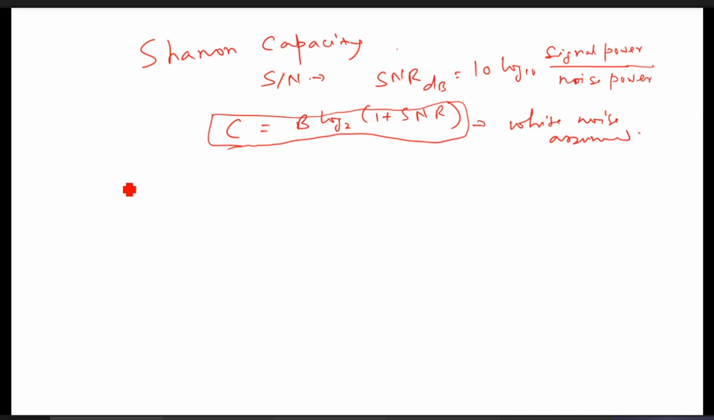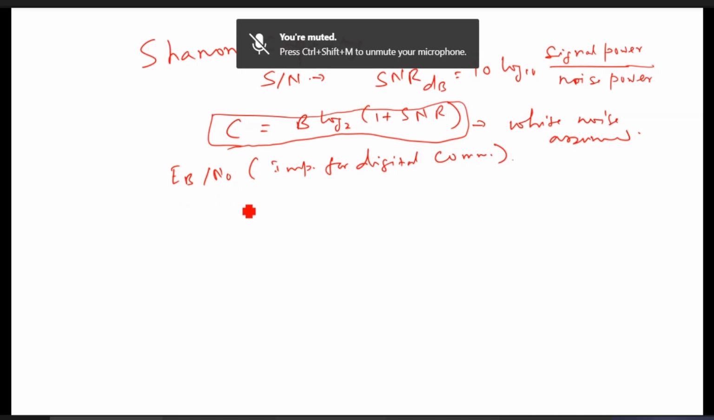Well, in this connection, one more term is important concerning the performance of data communications, that is like SNR: Eb by N0. Eb by N0 is also one of the most important terms, particularly for digital communication systems. Eb by N0 is energy per bit. This Eb is energy per bit, and N0 is the noise power density per hertz that we have seen.